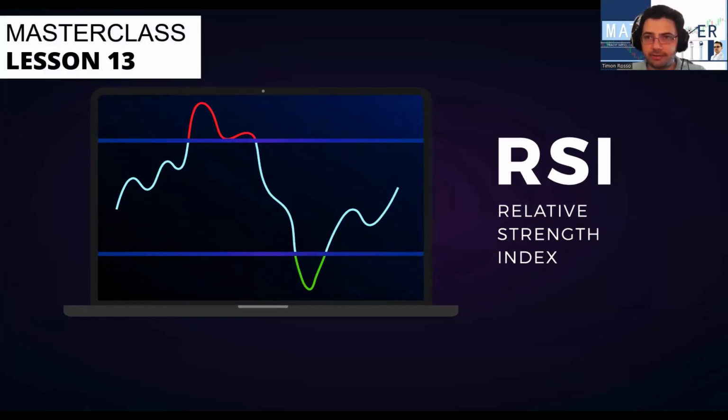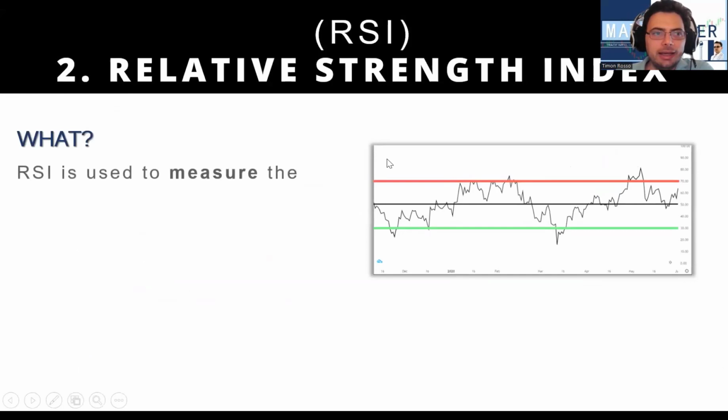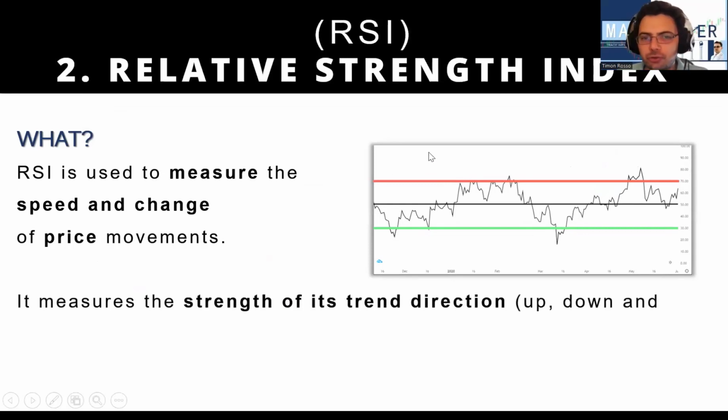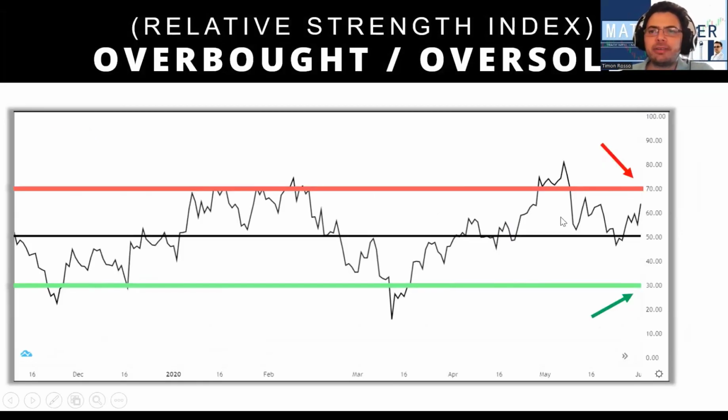Masterclass lesson 13, the relative strength index, or the RSI. So the RSI looks like this. It is used to measure the speed and change of price movements. It measures the strength of its trend direction, up, down, and sideways, on any market by monitoring the changes in its closing price. What's important to note about the RSI, and we're now talking about the anatomy, is that it is a closed oscillator.